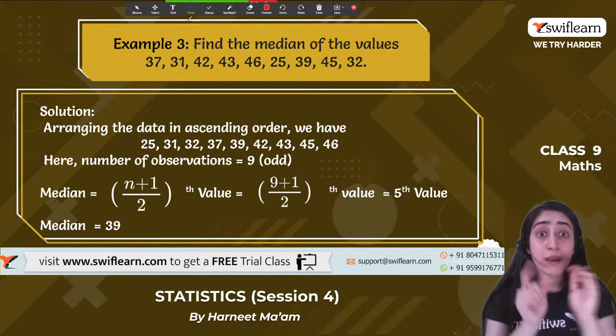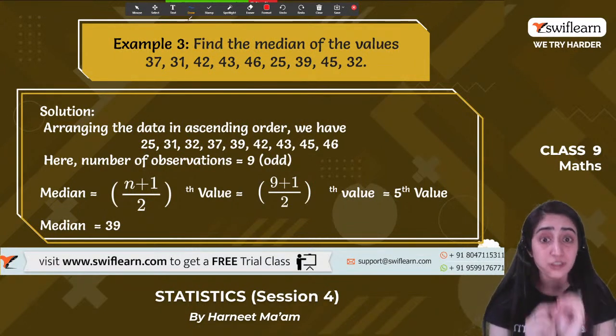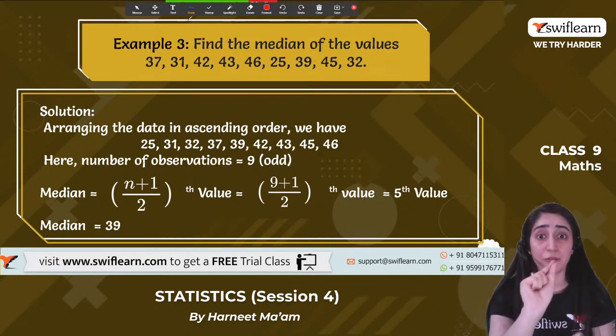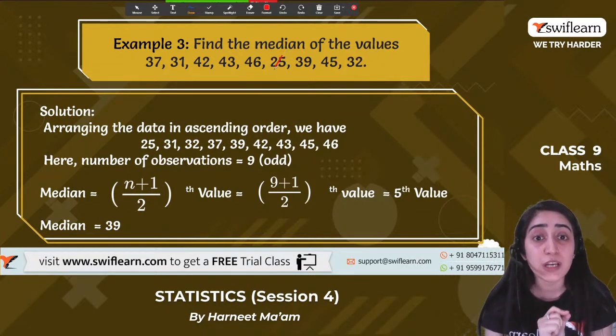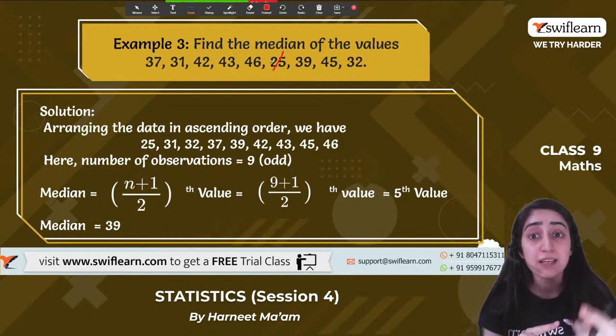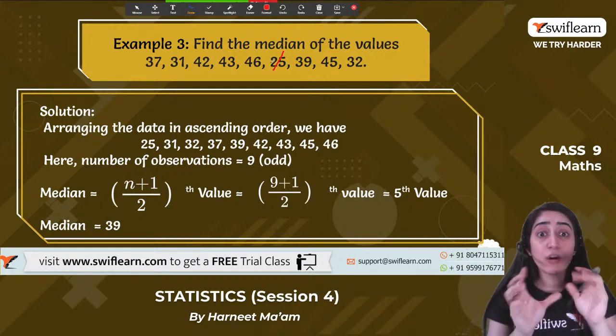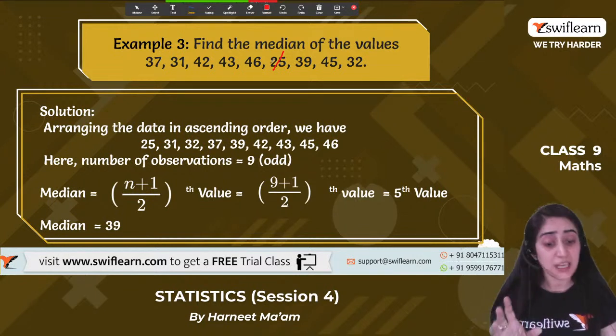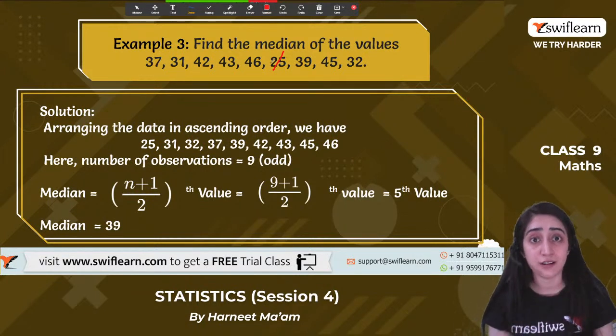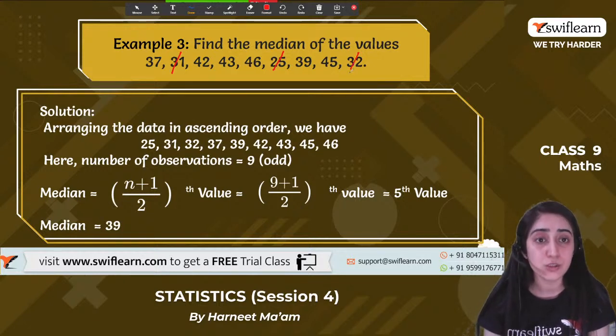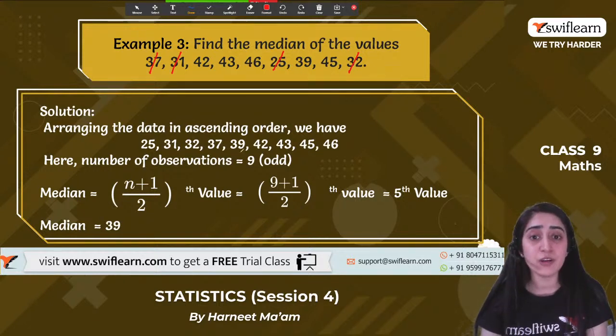और अरेंजिंग करने के लिए रिमेंबर, दिस थिंग आई टेल यू दिस इज वेरी इंपॉर्टेंट, जस्ट कॉन्सेंट्रेट फॉर अ सेकेंड। व्हाट इज वेरी इंपॉर्टेंट हियर इज व्हेन यू आर टेकिंग अ वैल्यू, पुट अ क्रॉस सो दैट यू डोंट रिपीट दैट वैल्यू। अगर आप एक ही चीज को दोबारा लिखोगे तो ऑब्जर्वेशन बढ़ जाएंगी और आप नीचे की चीज देखोगे तो आंसर गलत हो जाएगा। ऑलराइट, सो व्हेन आई हैव रिटन 25, आई विल पुट अ क्रॉस. What is next? Which is the smallest one? 31. Okay, cross 31. Then 32, cross 32. 37, cross 37. 39. Then 42. Written cross 43, 45, 46.